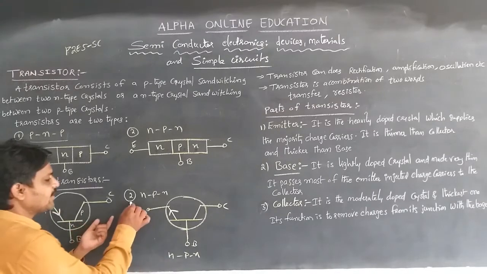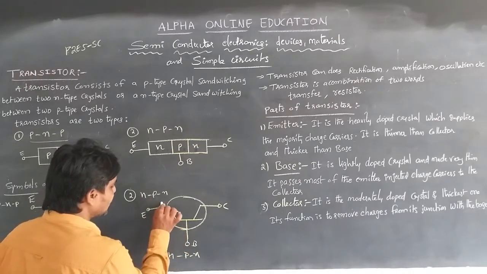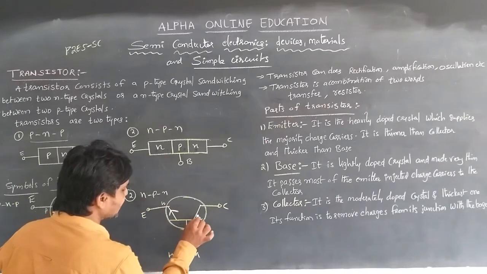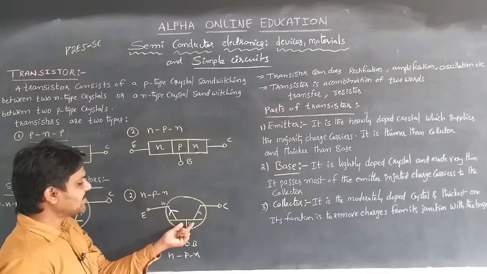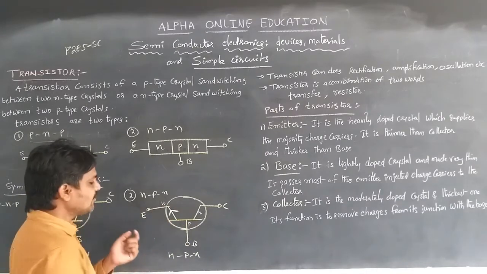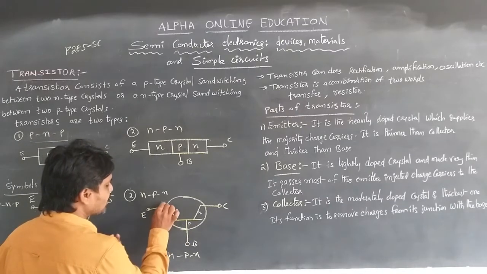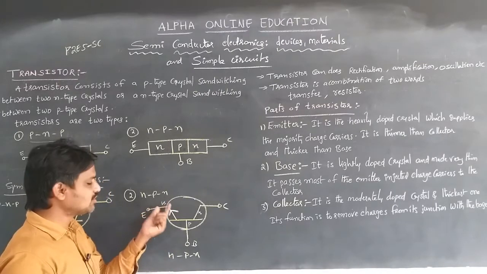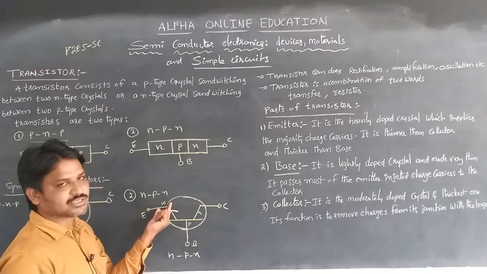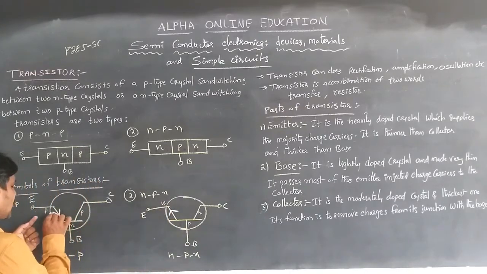In the NPN transistor, this is the N terminal, this is the P terminal and this is the N terminal. Current flows from the P side to the N side. From P to N, the majority charge carriers in N are electrons, so the holes always occupy the electrons. Here also, holes occupy the electrons.